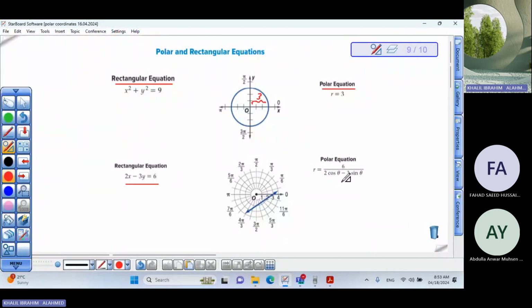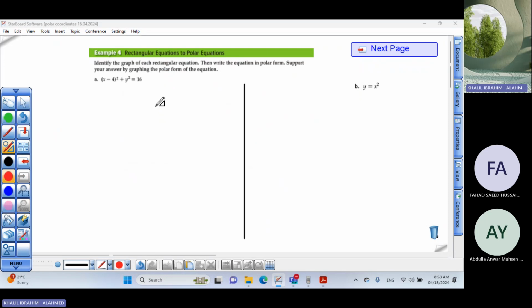The lesson today is how to convert from a rectangular equation to a polar equation, or how to convert from a polar equation to a rectangular equation. Let me show you how to do that in the first example. Example 1: identify the graph of each rectangular equation, then write the equation in polar form. Support your answer by graphing the polar form of the equation.